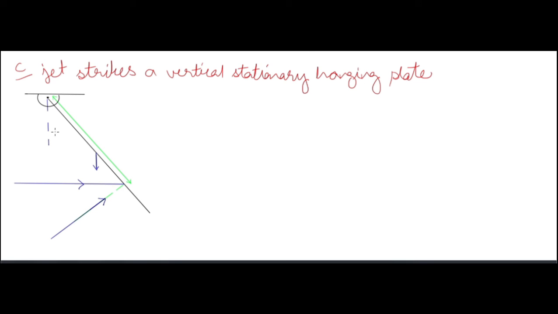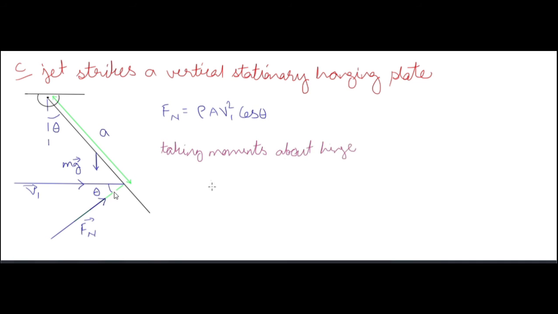Theta is the angle moved by the plate from the vertical direction, and a is the distance from the hinge of the impact of the jet. The v1 is acting here, and this is the a distance from that hinge. Now mg is the weight of the plate acting from its middle portion, meaning the center of gravity.